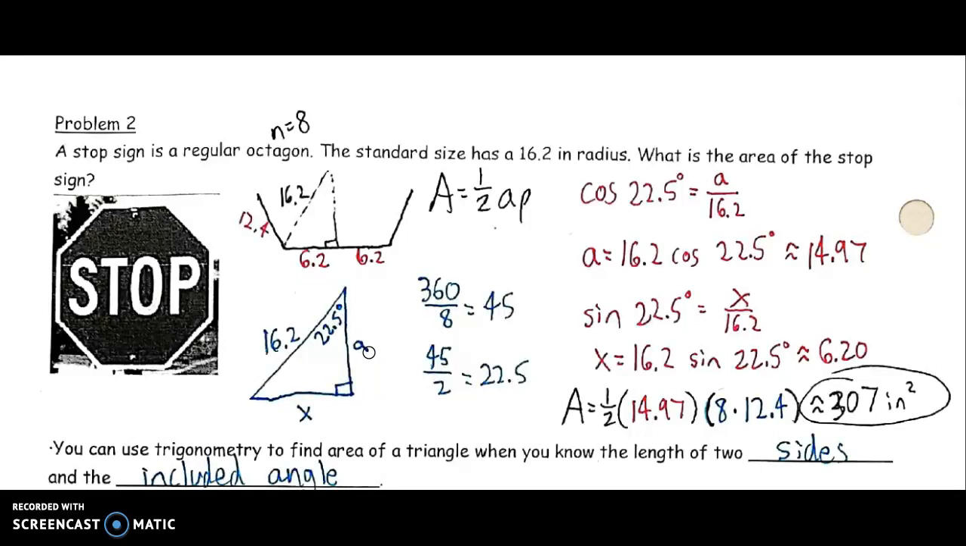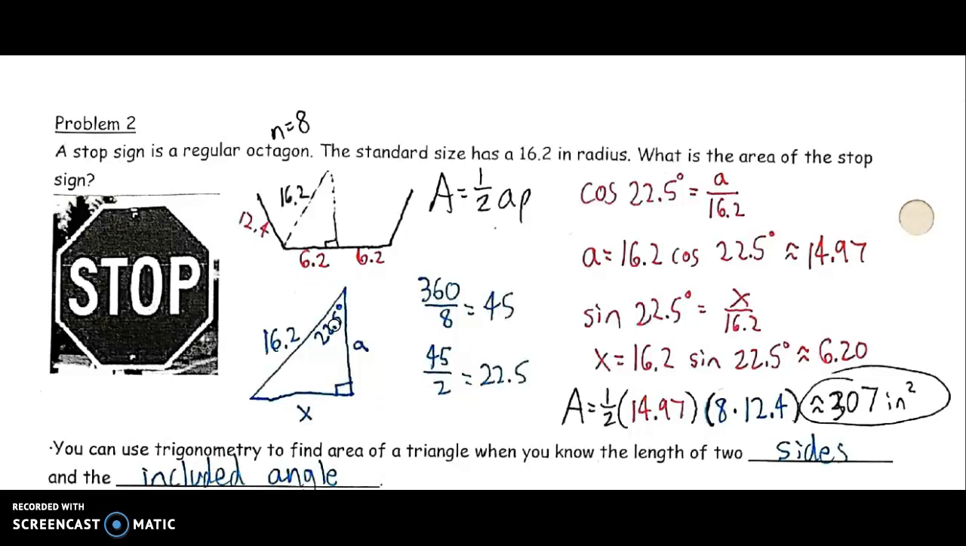Remember, cosine takes the adjacent side and lists that over the hypotenuse. So if I list it in that order, cosine of 22.5 degrees is the apothem over the hypotenuse of 16.2. Only thing you have to do to find the apothem is to multiply both sides by 16.2. So we just get the apothem is 16.2 times that cosine function. And on our calculator again, that should come out to about 14.97.